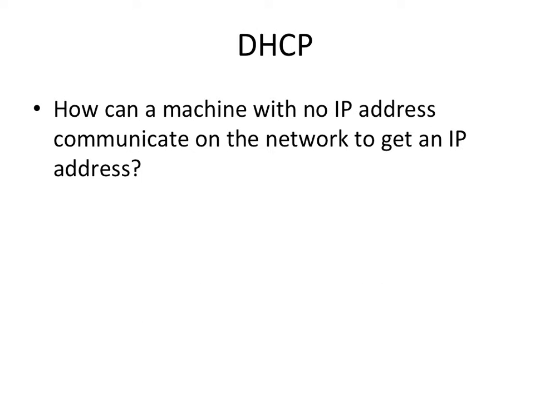So here's a question for you. How can a machine with no IP address communicate on the network to get an IP address? So basically we need to get an IP address so we can participate on the network, but we don't have an IP address. So it's kind of a chicken and the egg problem. Well, the way that works is we use broadcast packets. Basically we send out a broadcast request that says, hey, is there any DHCP servers out there? And then that DHCP server will reply to the broadcast address saying, oh, hey, I'm a DHCP server, and it works that way. We're going to actually look at a packet capture in a minute.